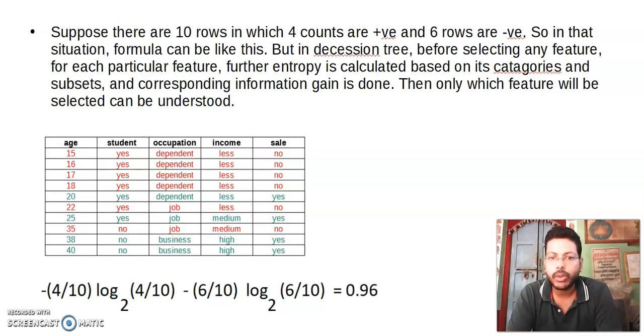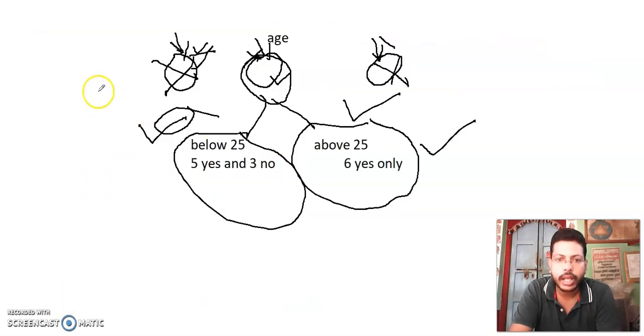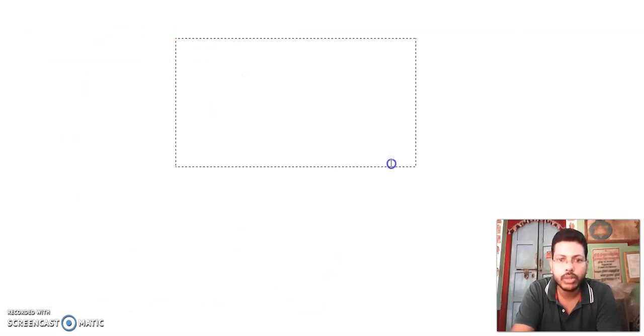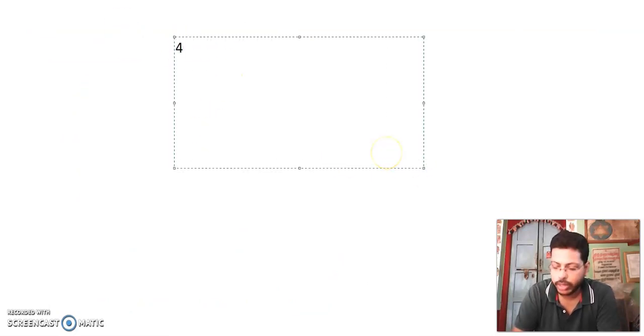Suppose there are 10 rows in which 4 counts are positive and 6 rows are negative. So in that situation, the formula can be like this. 4 counts are positive and 6 counts are negative. You can see on the screen 4 counts are positive and 6 rows are negative. So the probability of positive cases will be 4 divided by 10.